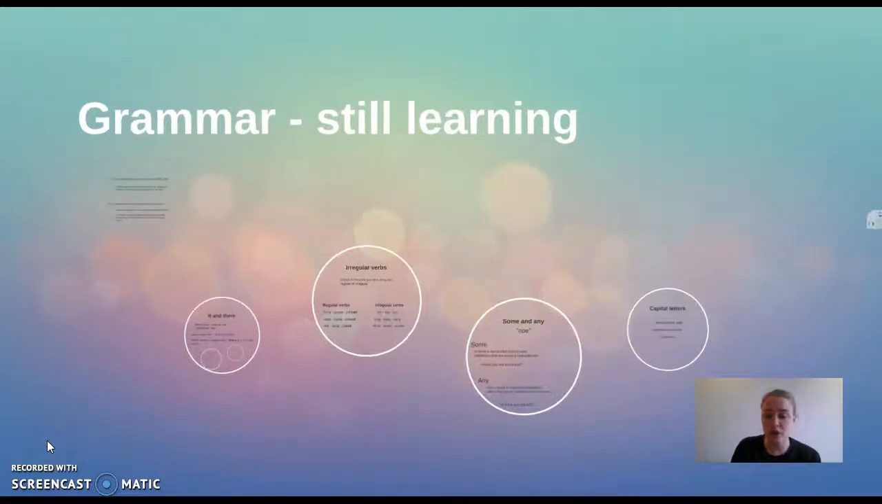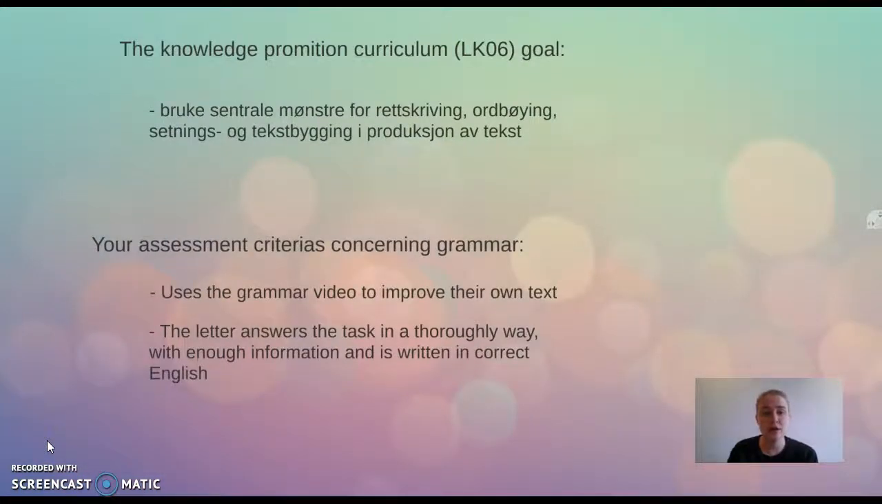First of all, we should look at the knowledge promotion curriculum goal, as we always do, and this grammar video targets the goal that says to bruke sentrale mønstre for rettskrivning, ordbøying, setnings- og tekstbygging i produksjon av tekst. And the assessment criteria from your form is to use the grammar video to improve your own text, and the letter answers the tasks in a thorough way with enough information as written in correct English. So by using this video, you will be one step closer to using correct English.